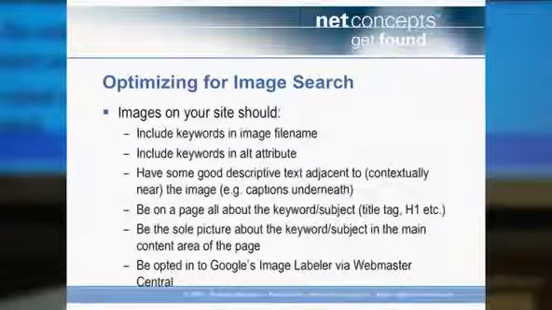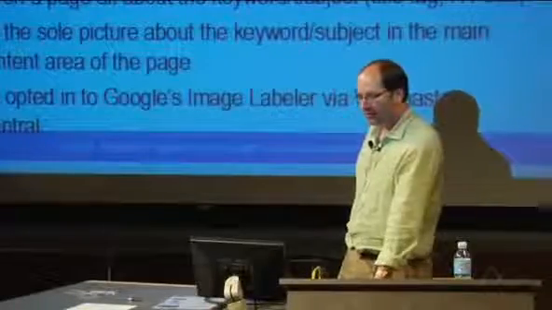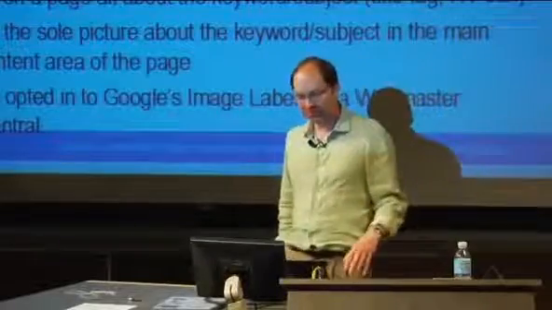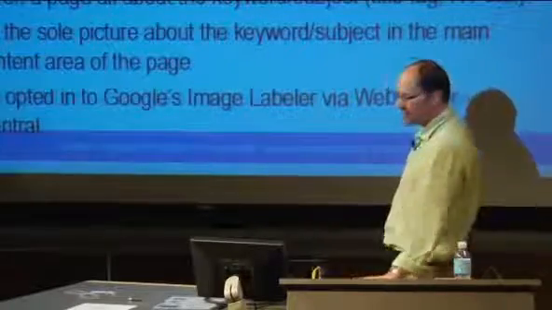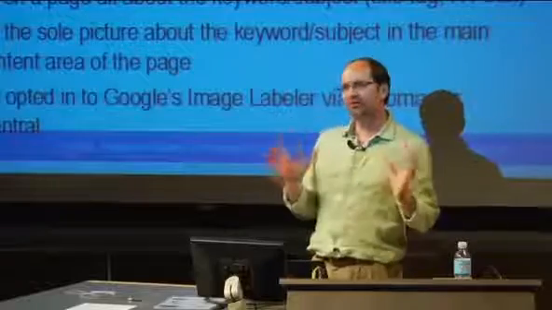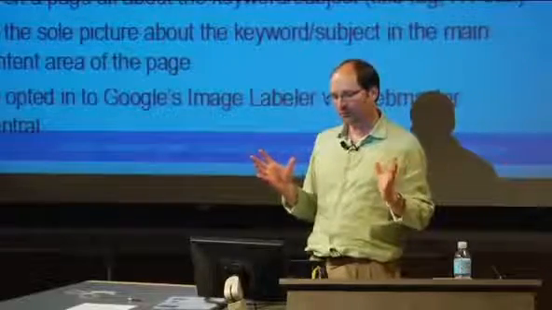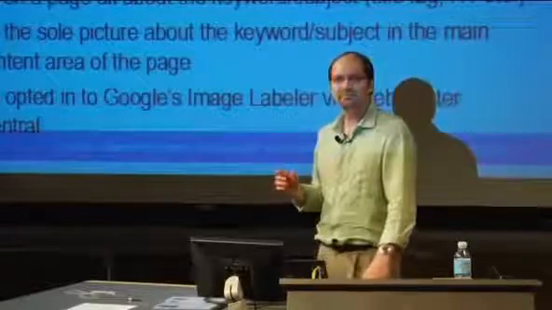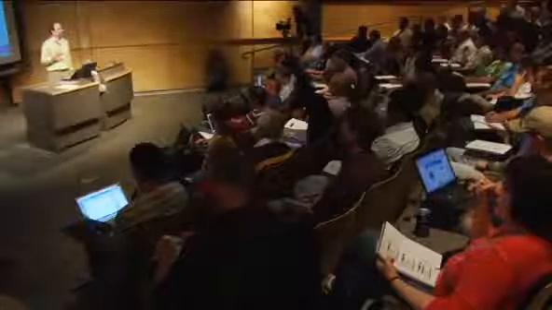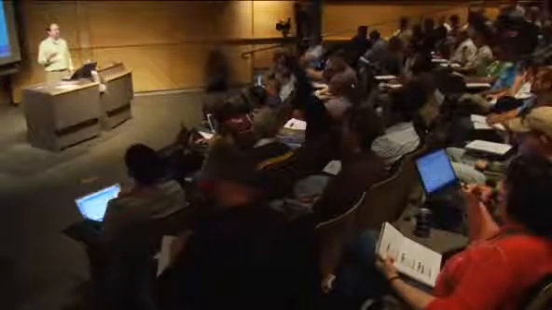Images on your site should include keywords in the image file name. Most of this is no-brainer type stuff, right? You want good alt tags or alt attributes. You want to have good file names for your images and so forth. But let's step back for a moment and ask, why would we want to rank well in Google Images? That is kind of a rhetorical question, but thank you for offering to answer.